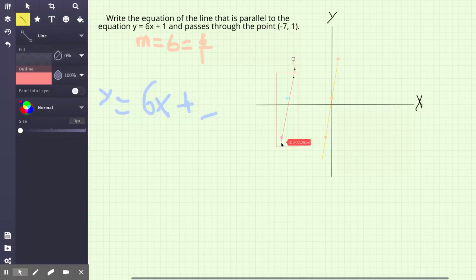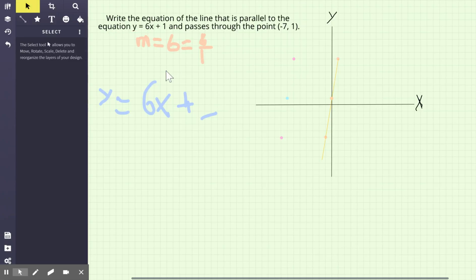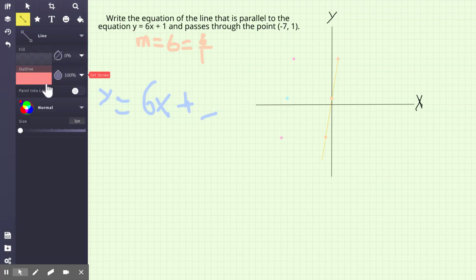Whoops. I used the line tool wrong there. All right, so it's going to be like, sorry. I'm getting used to this new tool right here. So I'm going to start it right there and draw it through. There we go. Pretty close.